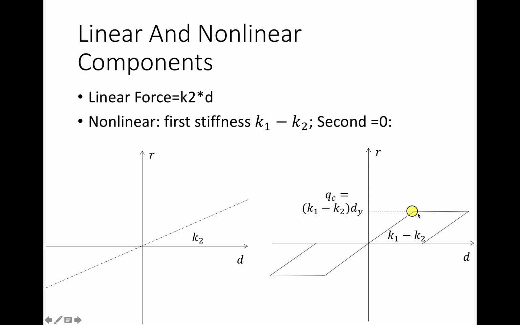For the nonlinear part, there is no second gradient, because the second gradient is K2 minus K2, which equals 0. So it has a top force, or we say the critical force, QC. QC equals K1 minus K2 times dy. This is a constant, so you cannot go over this QC. It is always lower than QC and larger than minus QC.